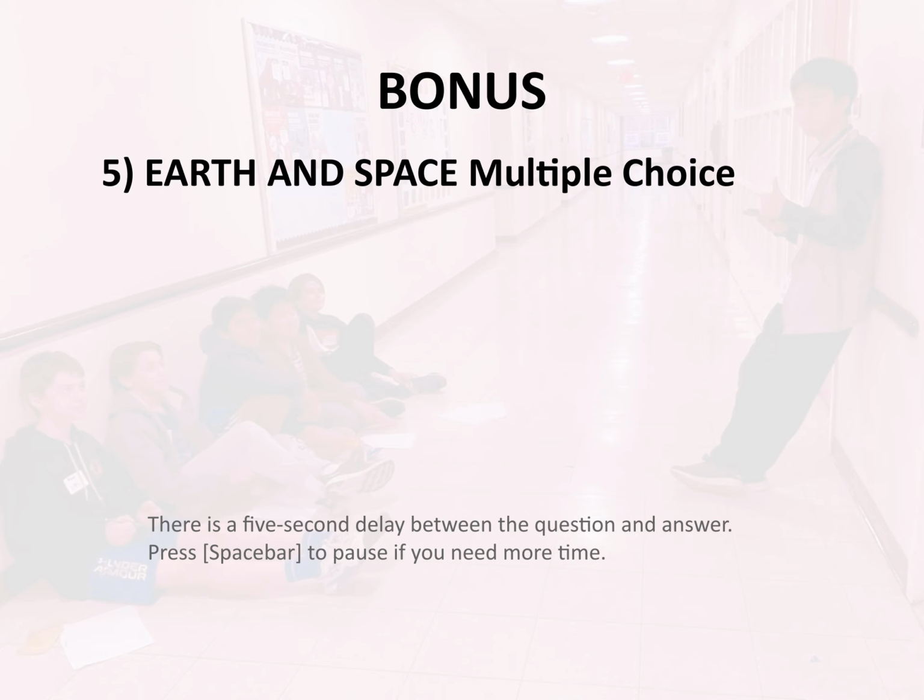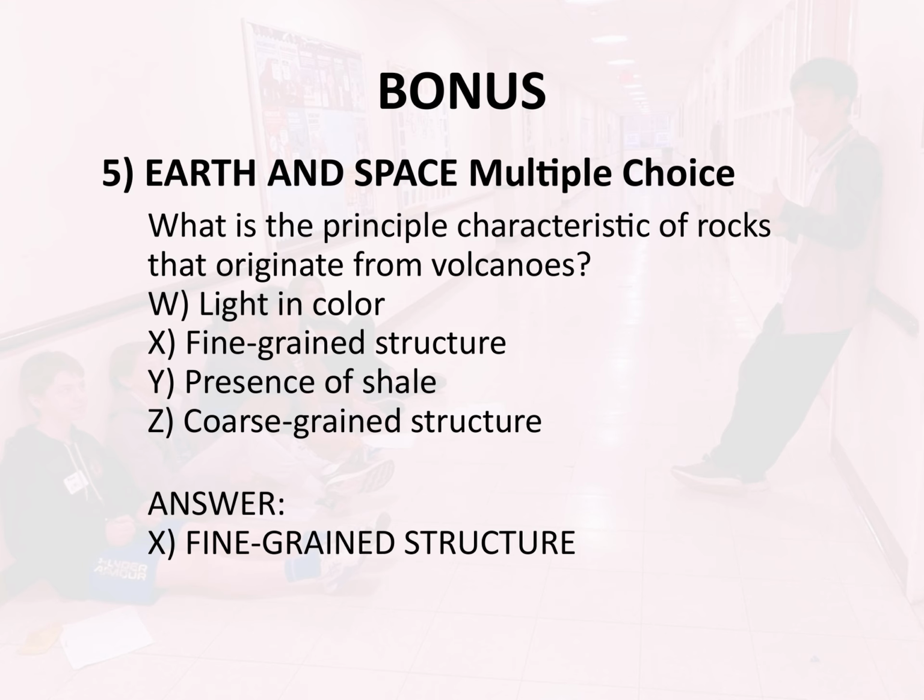Bonus 5. Earth and space. Multiple choice. What is the principal characteristic of rocks that originate from volcanoes? W. Light in color. X. Fine-grained structure. Y. Presence of shale. Z. Coarse-grained structure. Answer: X. Fine-grained structure.